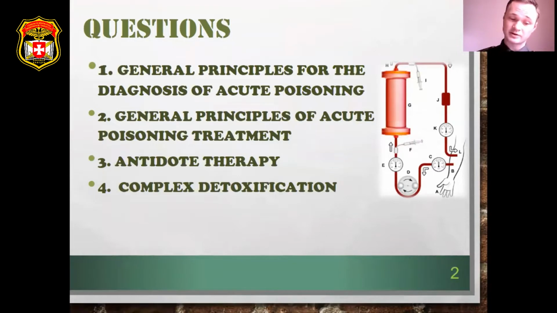The main aim of the current lecture is to understand the general approach to the poisoned person. We have four questions to discuss. Firstly, I'll give you a general approach to the poisoned patient. Then we go to the methods of treatment. In the part on antidote therapy, I'll show you a few specimens of current practice. And finally, you will acquire bits of knowledge in complex detoxification, including special methods like extracorporeal detoxification. Let's go to the first question.